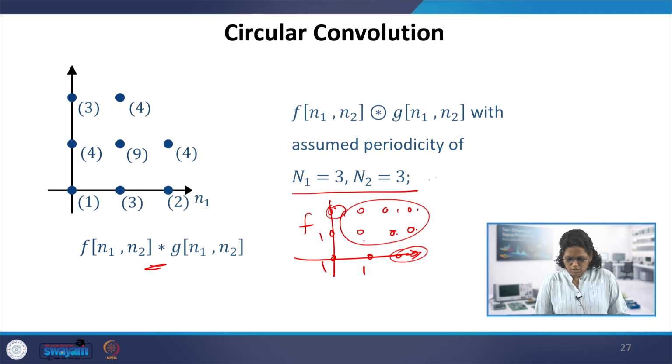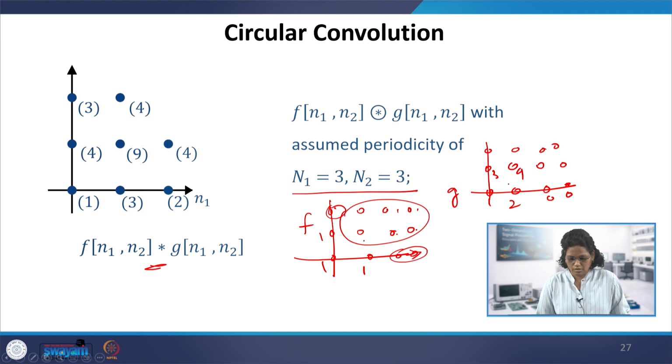Similarly for g, we make it like that: 1, 2 and 3 are the sequence of g, and we extend it with zeros here, and these are also zeros. In these cases, convolving through circular convolution would also result in the linear convolution result, for sizes greater than or equal to these. That's what the condition says.